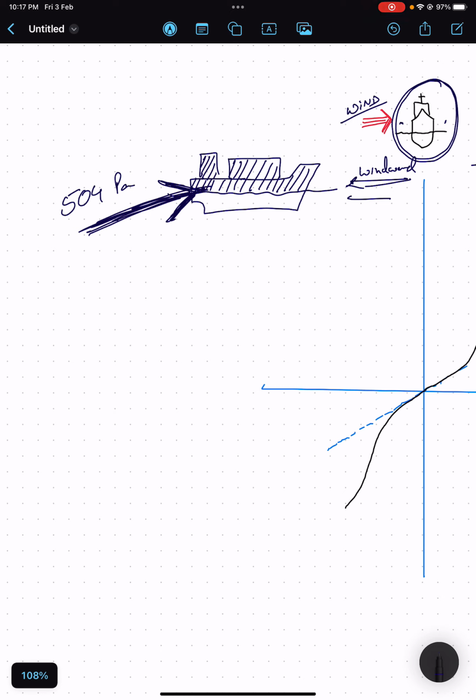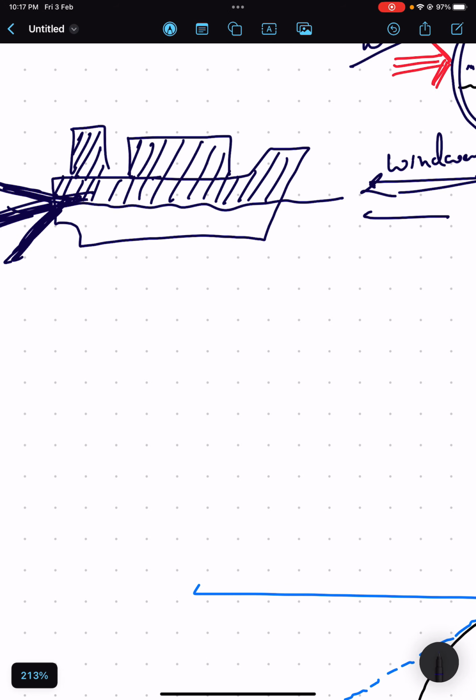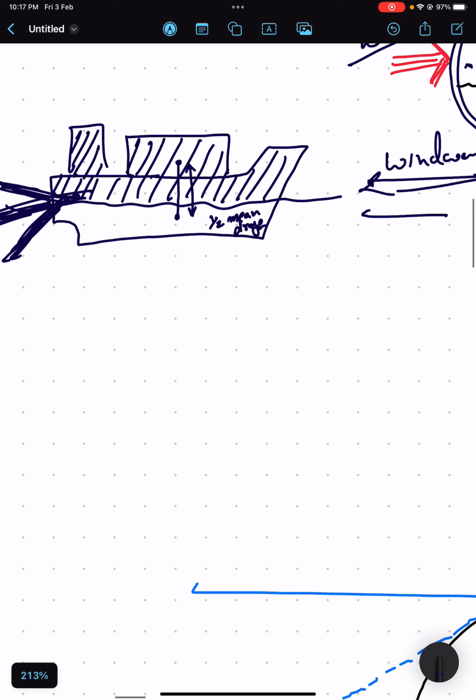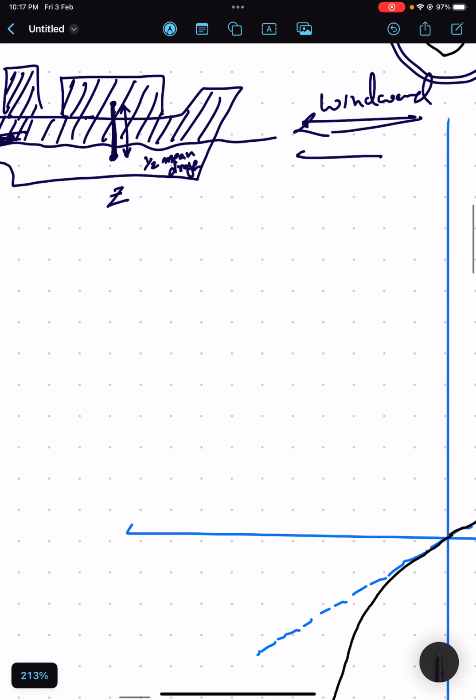And another thing which we need to know is the lever. Now, how we consider the lever: for the measurement of the lever, it has to be from the center of the lateral windage area to a point which is almost half of the mean draft. So this is the windage area. The distance between the centroid of the windage area and half of the mean draft, that is known as Z. Now where this Z will be required, we'll see.